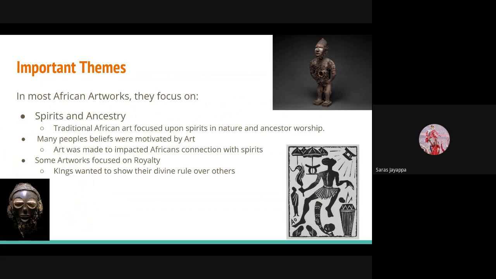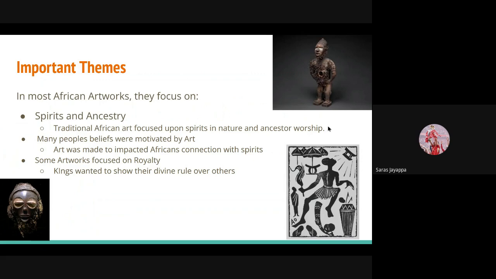And finally, some artworks focus on royalty. In some instances, kings wanted to show their divine rule over others, like the noble people, and how they would be considered powerful, per se. I've included some examples here.